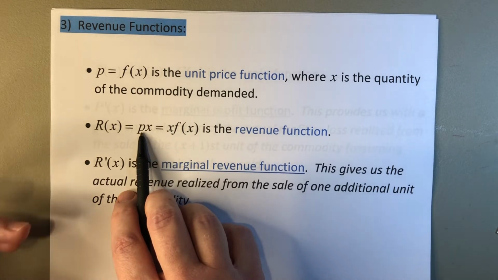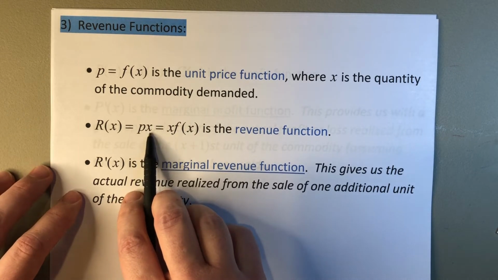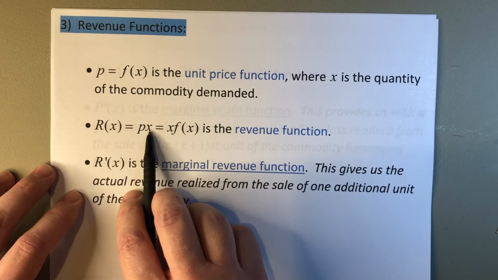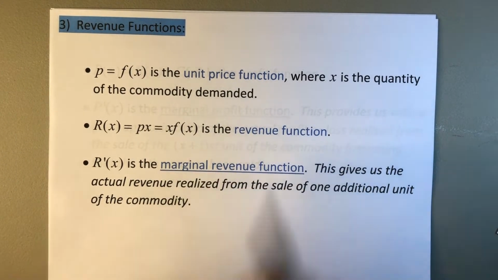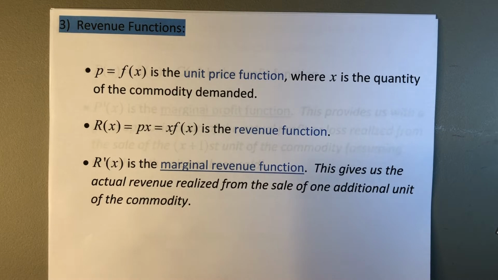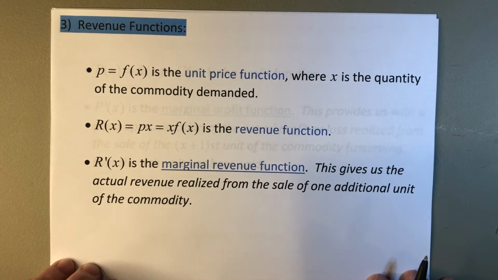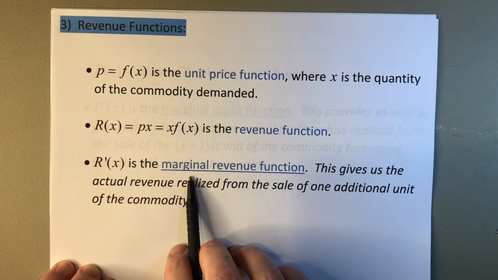Revenue is equal to that unit price function times the number of units, right? Let's say a toaster is 20 bucks. Well, if you have 1,000 toasters, if x is 1,000, 20 times 1,000 is going to be 20,000 total revenue. And that's what's going to be coming in, right? Revenue is money coming in, and cost is how much money is being spent to produce or manufacture whatever the commodity is.